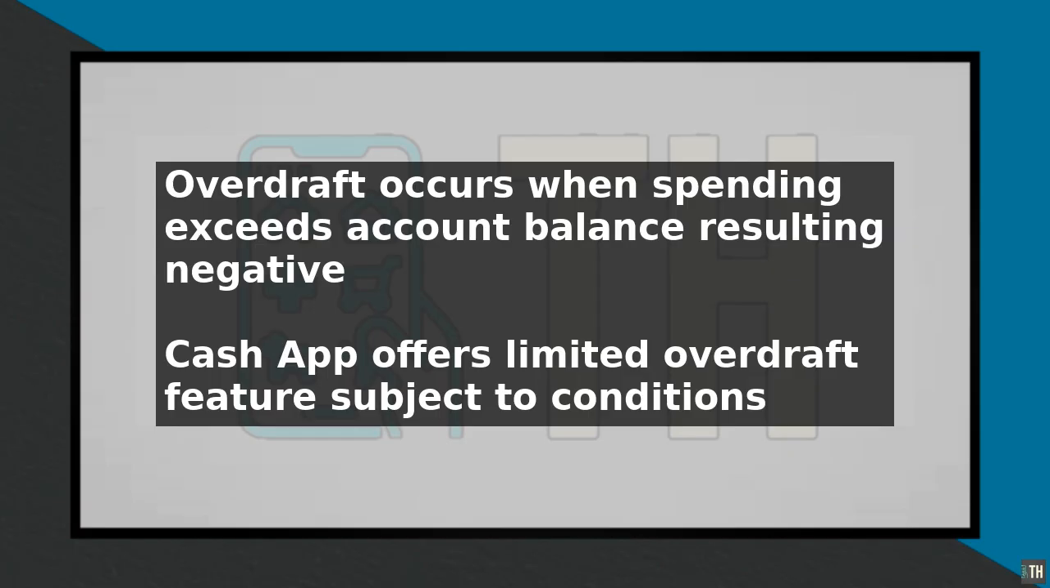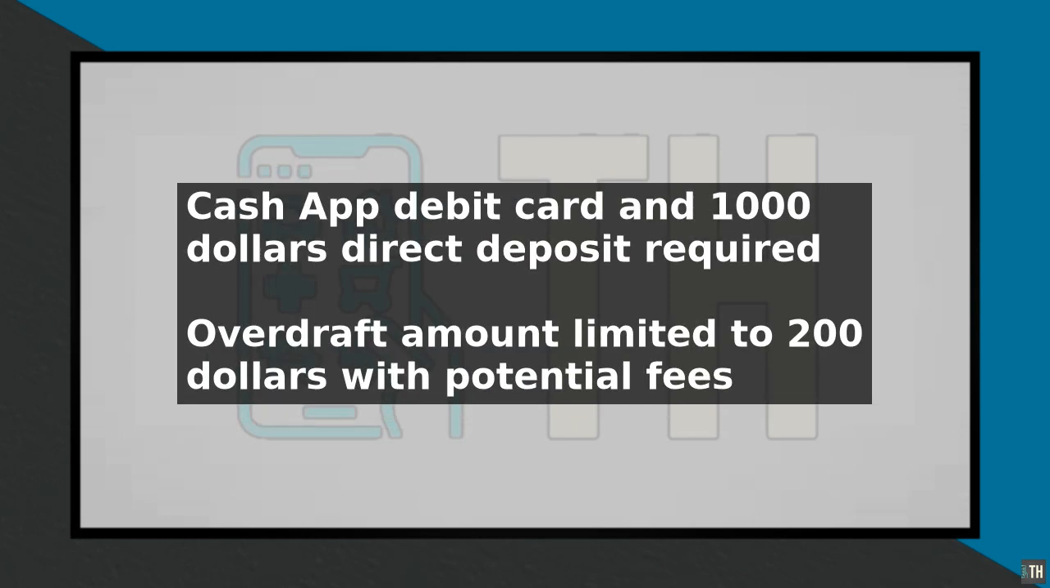To overdraft on Cash App, you must have a Cash App debit card and have received at least $1,000 in direct deposits in the 30 days preceding the overdraft. The overdraft amount is also limited to $200, and you will be charged a fee for overdrafts that are not repaid within a certain time frame.